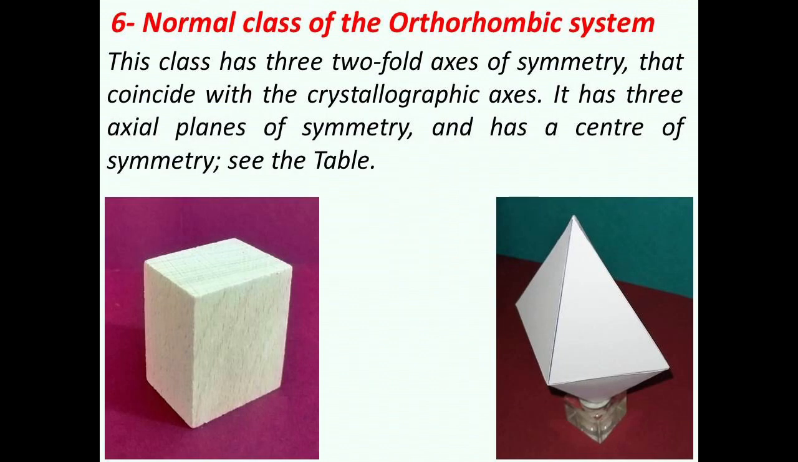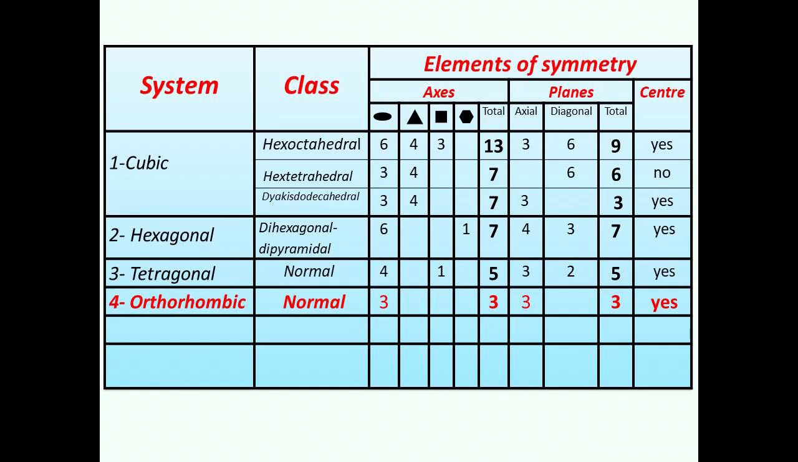6. Normal class of the orthorhombic system. This class has 3 2-fold axes of symmetry that coincide with the crystallographic axis. It has 3 axial planes of symmetry and has a center of symmetry.